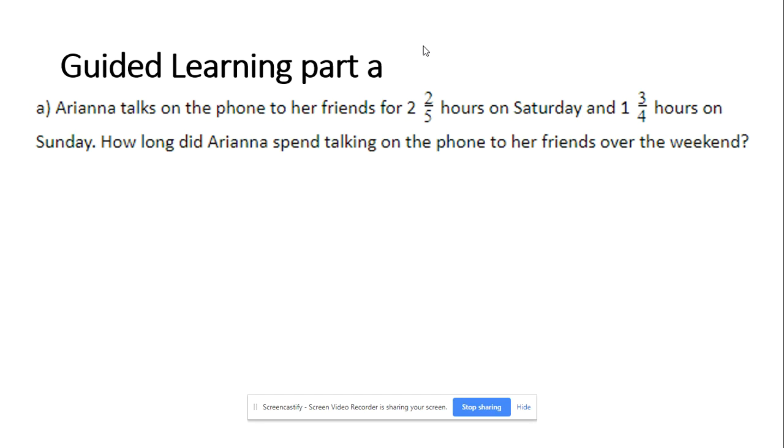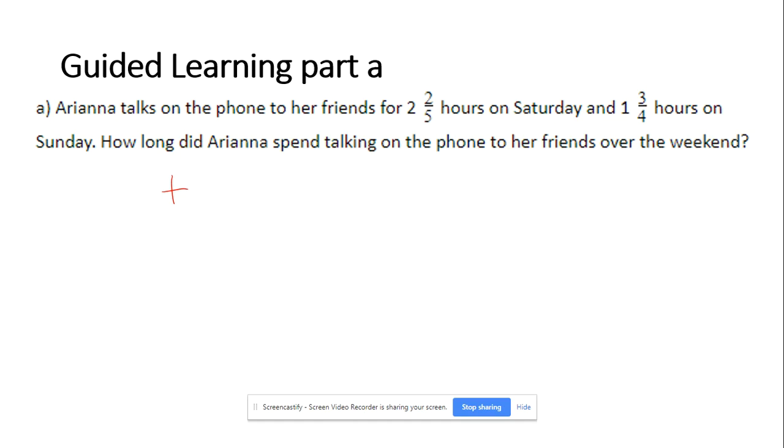Guided Learning Part A says, Ariana talks on the phone to her friends for 2 2/5 hours on Saturday and 1 3/4 hours on Sunday. How long did Ariana spend talking on the phone to her friends over the weekend? Well, after I read the problem, I'm thinking I'm going to be adding the 2 mixed numbers. So I know that I'm going to be using addition.